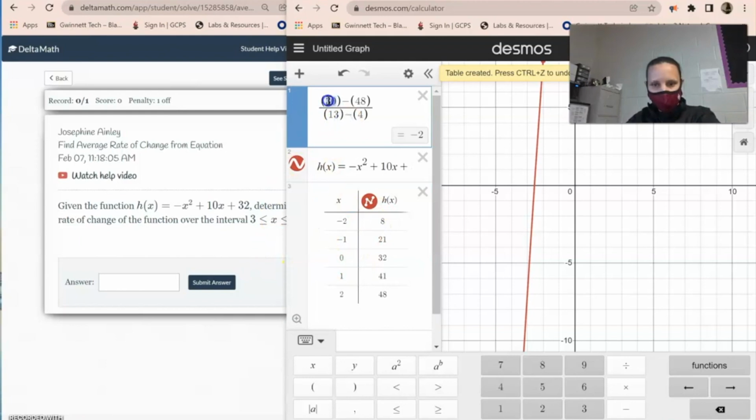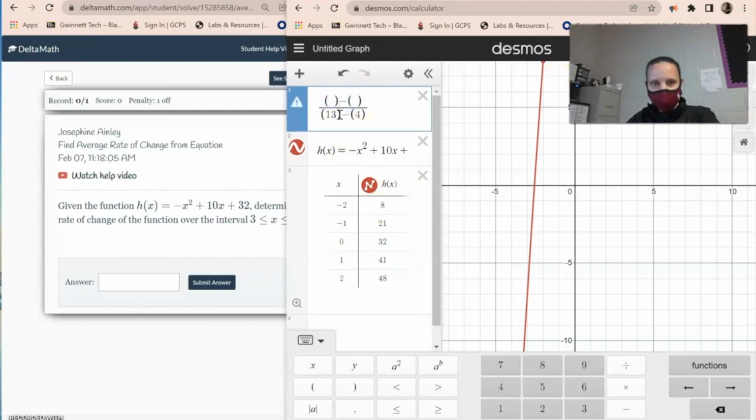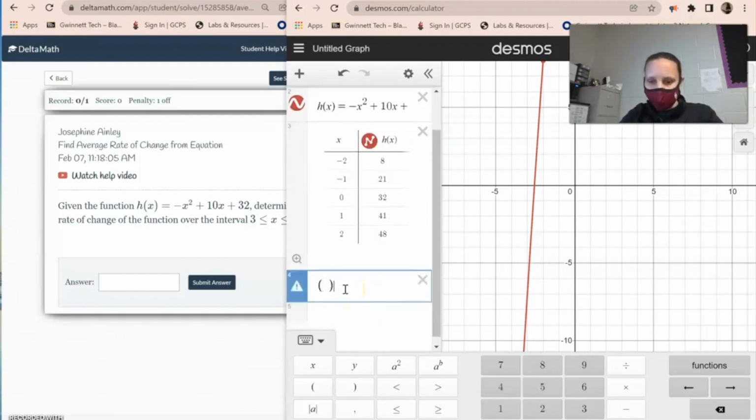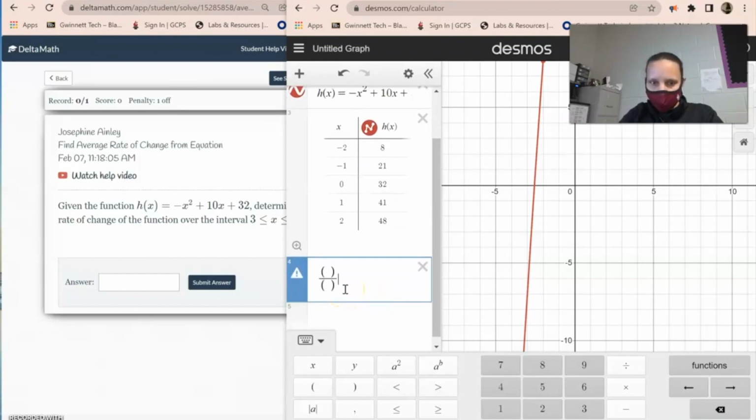So once again, I'm going to delete this. So it's parentheses minus parentheses over parentheses minus parentheses. Make sure that that's what it is and not this. This is something different. If you have this, it would be wrong, okay? So make sure that that division bar goes over the whole thing.